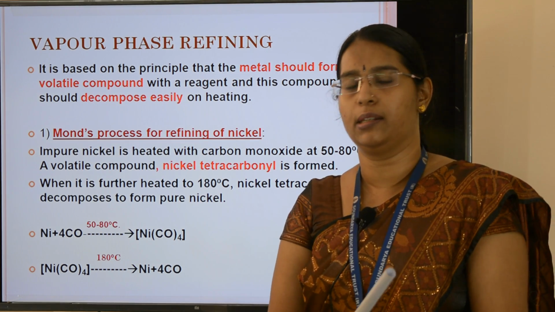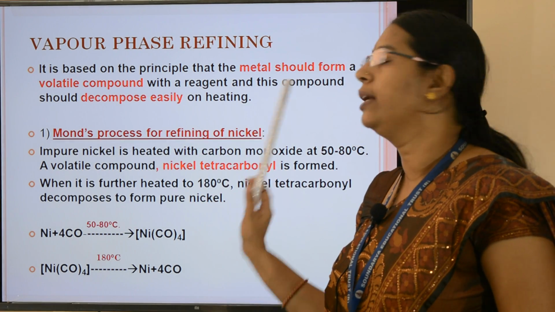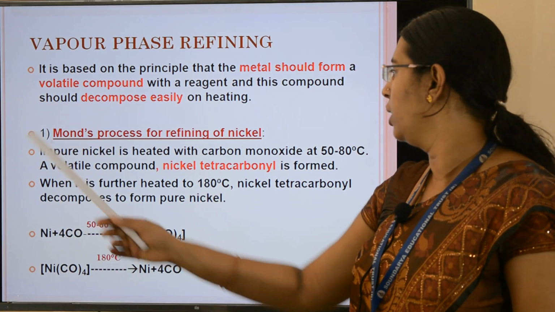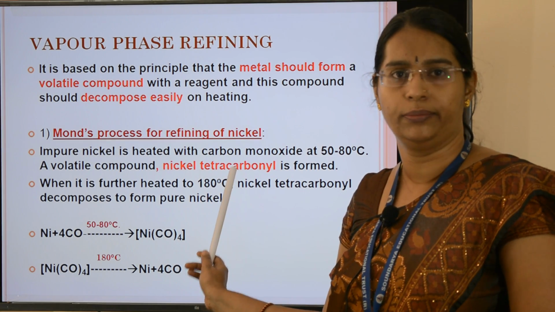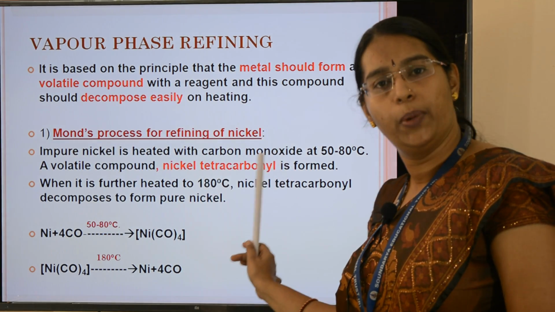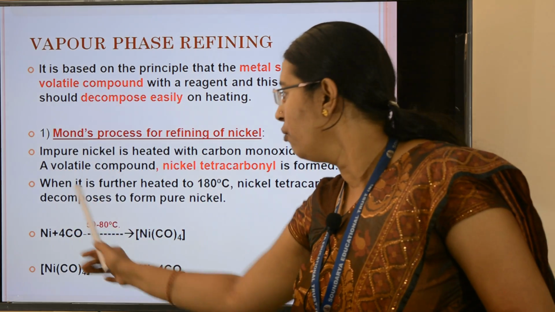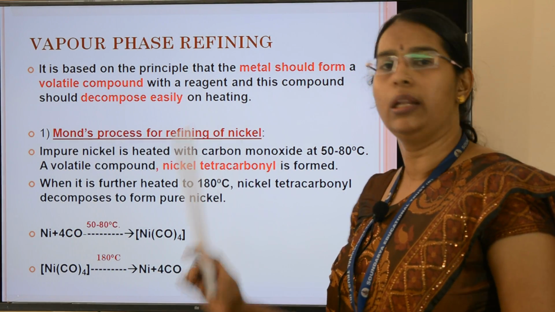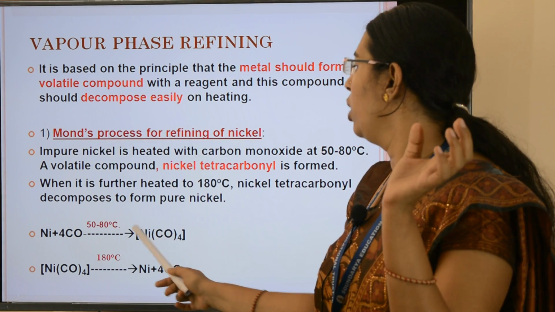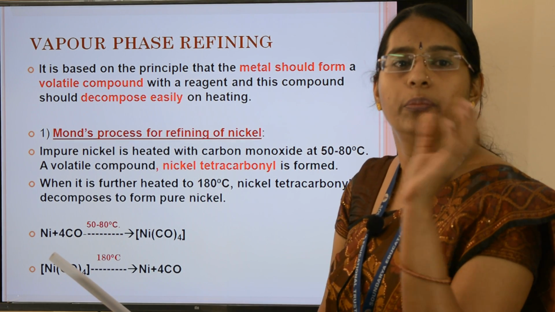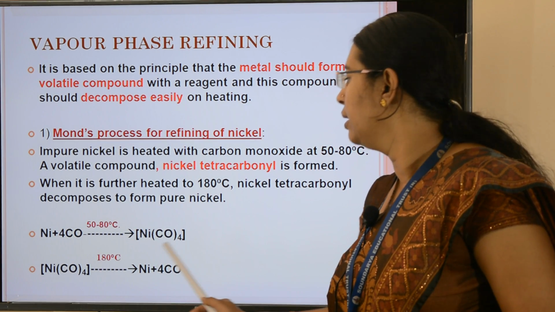So first let us discuss the Mond's process, which is used for the refining of nickel metal. In this particular process, initially the impure nickel is heated with carbon monoxide gas to 50 to 80 degrees centigrade in order to form a volatile compound, nickel tetracarbonyl.